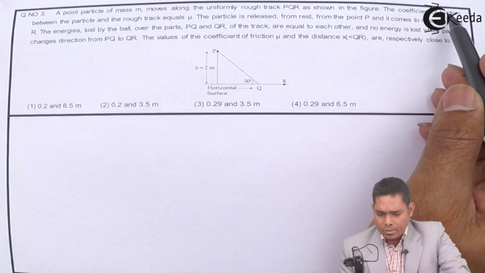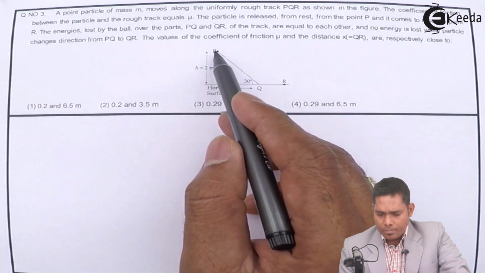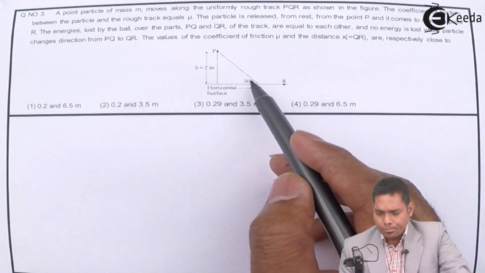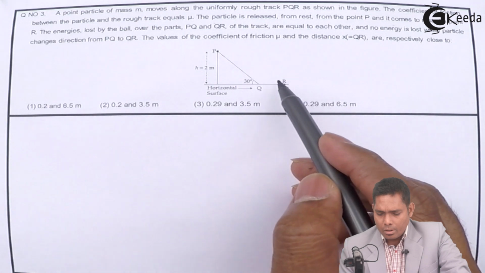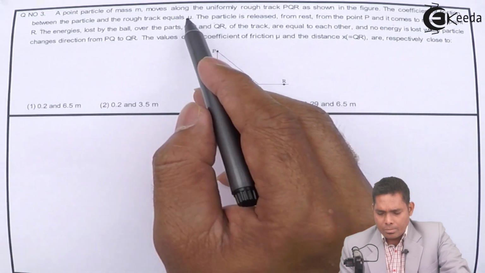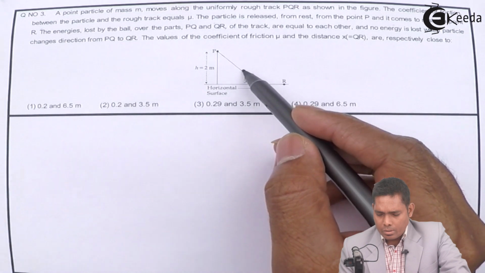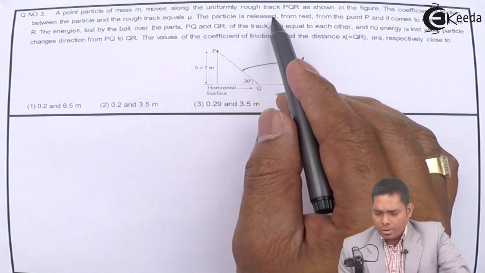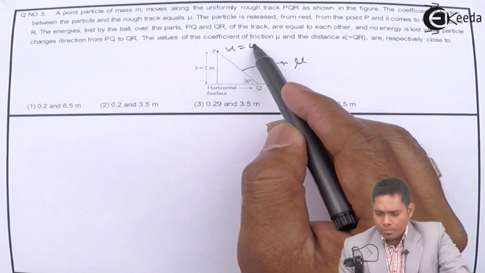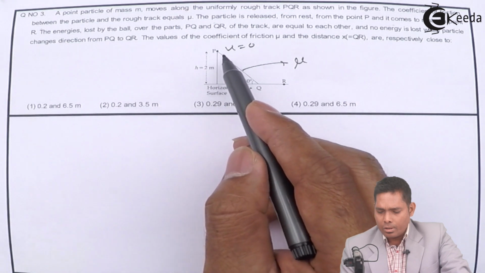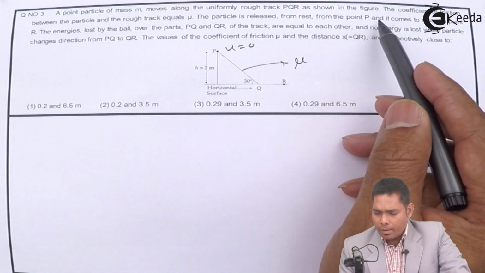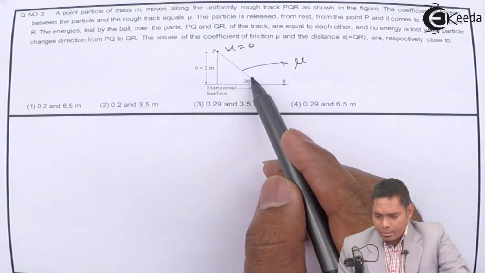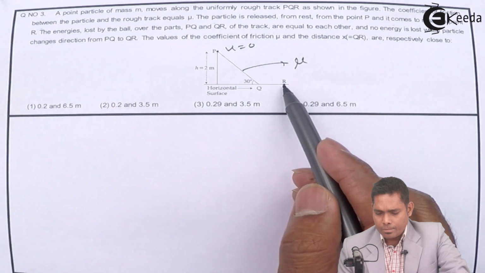The coefficient of friction between the particle and the rough track equals mu. So from here to here, the coefficient of friction is mu. The particle is released from rest, so here u equals 0. It is released from the point P and it comes to rest at the point R. So it slides down like that, then it slows down and stops here.